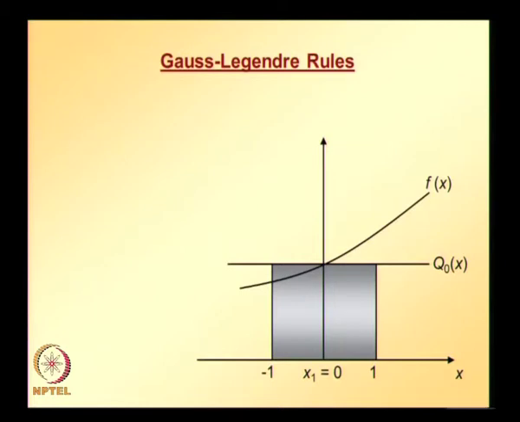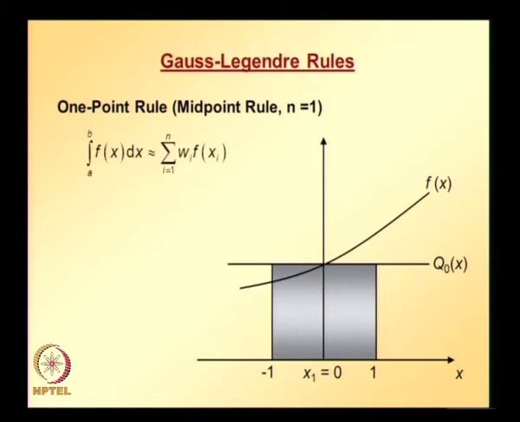So, now let us look at Gaussian quadrature, also called Gauss-Legendre rules. We will understand why the word Legendre is there. Now, in the Gauss-Legendre rule, for the 1 point rule, also called the midpoint rule, that is n is equal to 1, we are going to evaluate the function at a single point, which is the midpoint.